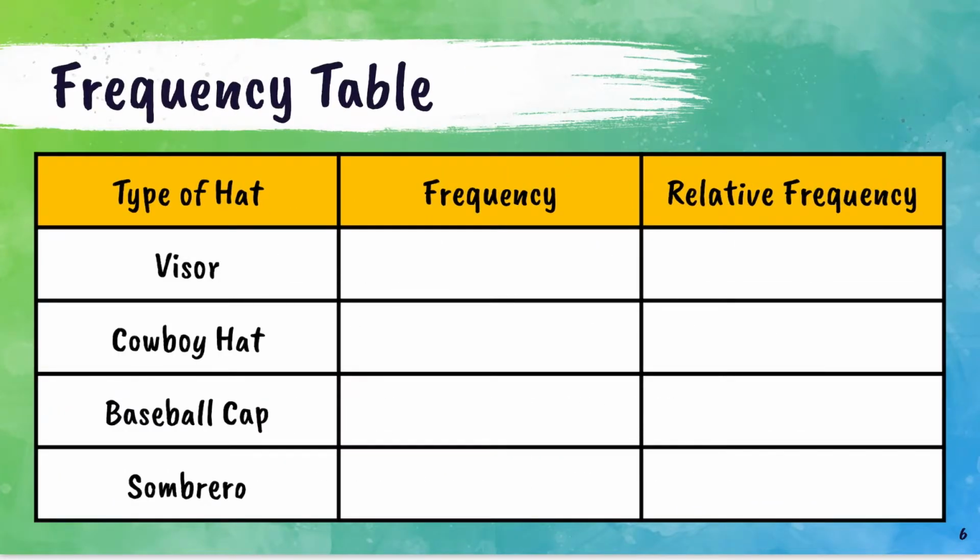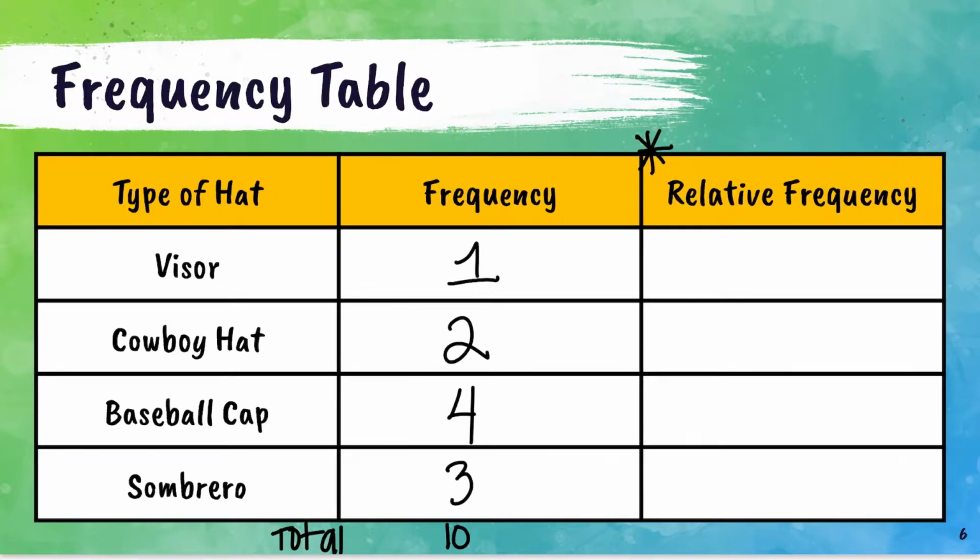All right, guys, let's move on. So now we're going to build our frequency table. In our hat collection, there was only one visor, so that frequency was 1. Now for cowboy hats, there were 2. We had 4 baseball caps. And then there were 3 sombreros, which gives us a total of 10 hats.